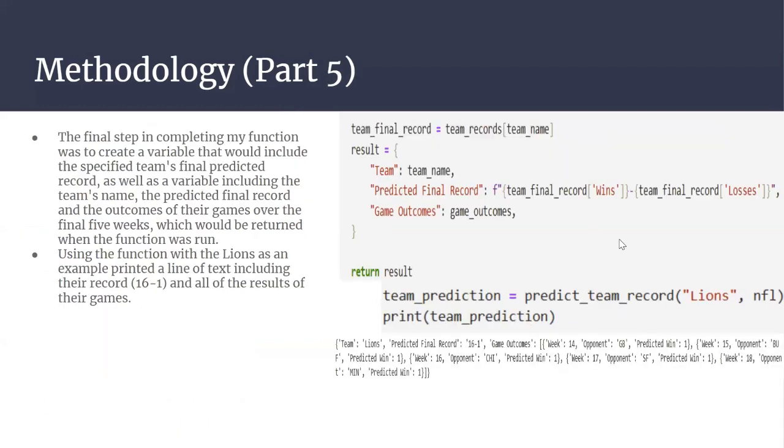The final step in completing my function was to create a variable that would include the specified team's final predicted record, as well as a variable including the team's name, the predicted final record, and the outcomes of their games over the final 5 weeks, which would be returned when the function was run. Using the function with the Lions as an example, it printed a line of text including their record, 16-1, and all of the results of their games.